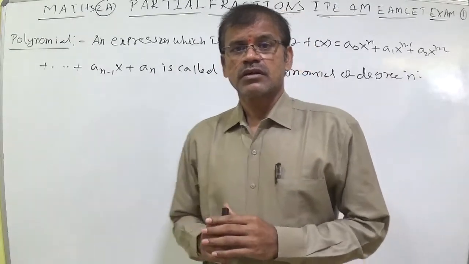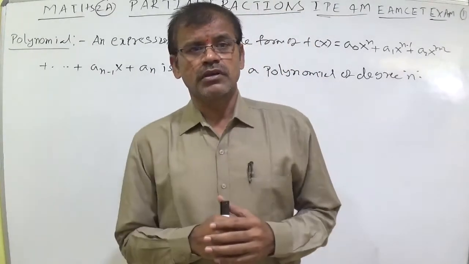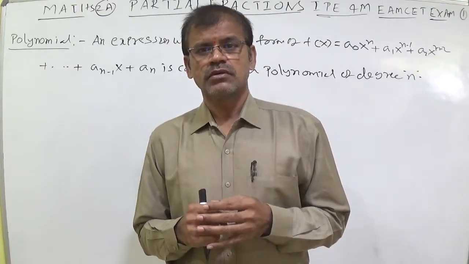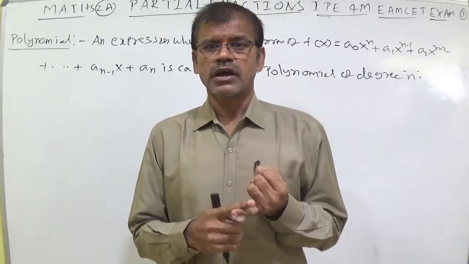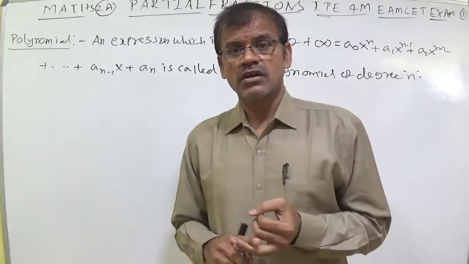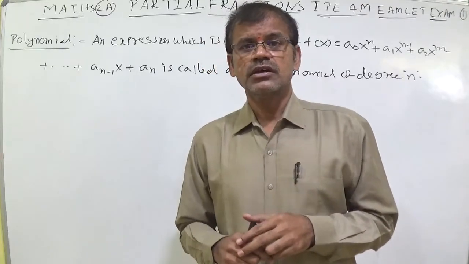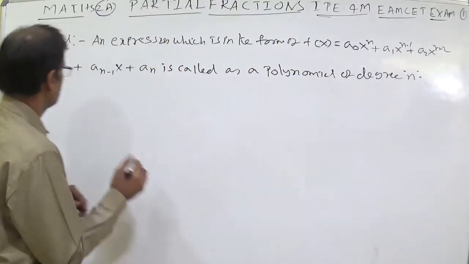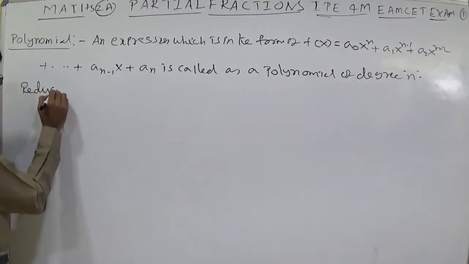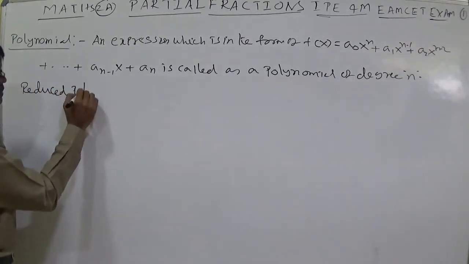This is the polynomial definition. Regarding polynomials, two types are there. First one, reduced polynomial, and second one, irreducible polynomial. Let us discuss the definitions of reduced and irreducible polynomial. Let us first discuss reduced polynomial.